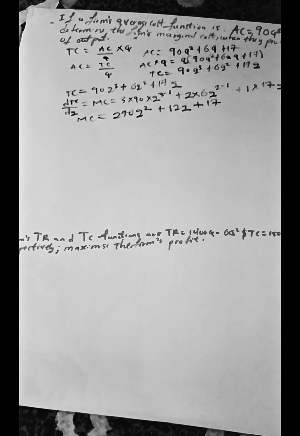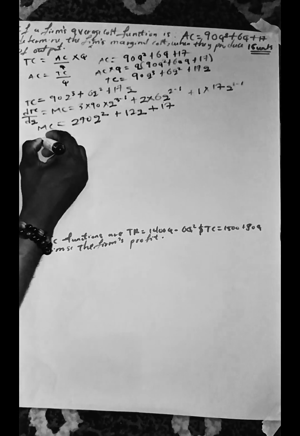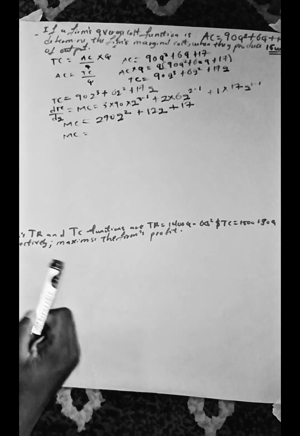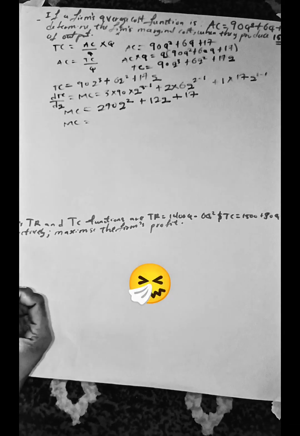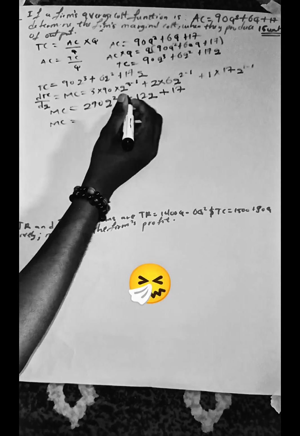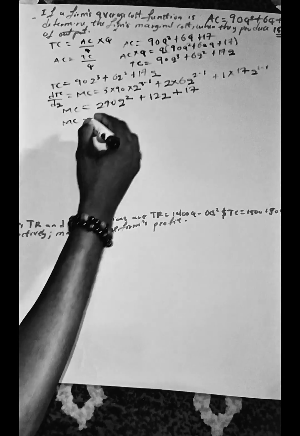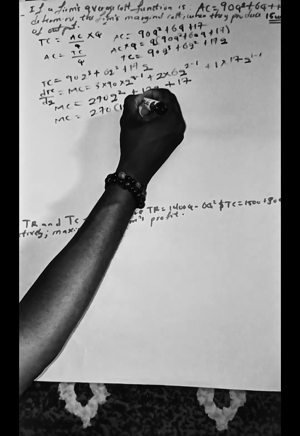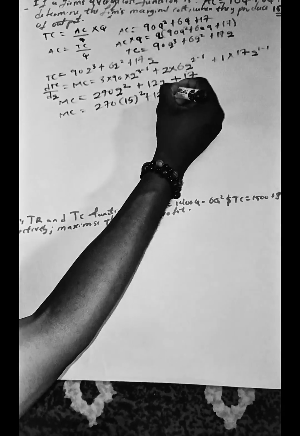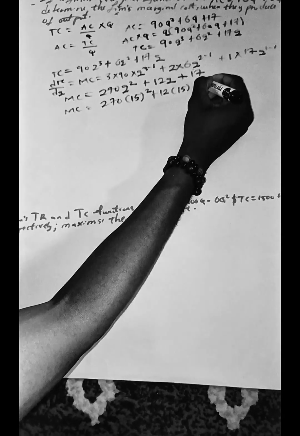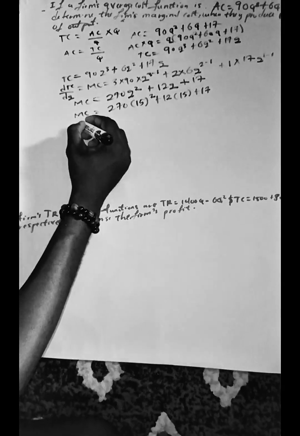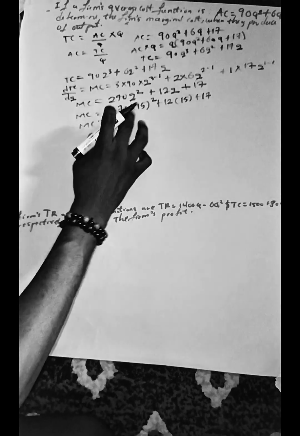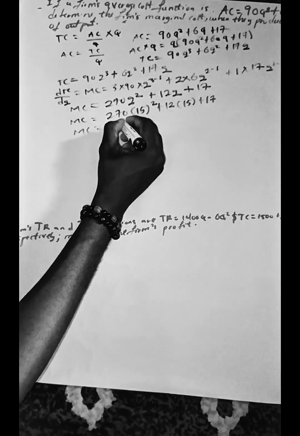In that sense, determine the firm's marginal cost when they produce 15 units of output. So the marginal cost is probably when they expand from 14 to 15. So we just plug in our 15 into the marginal cost function. So we have 270 times 15 squared plus 12 times 15 plus 17. For the marginal cost, you can just put this into your calculator. So let me just simplify.